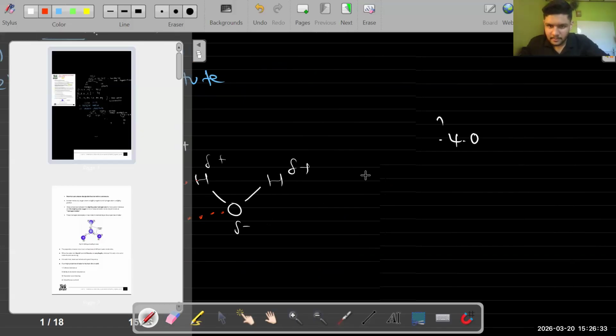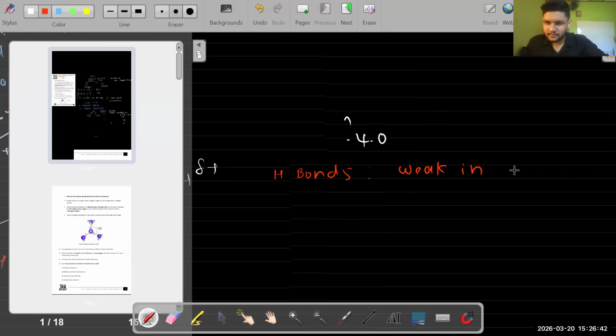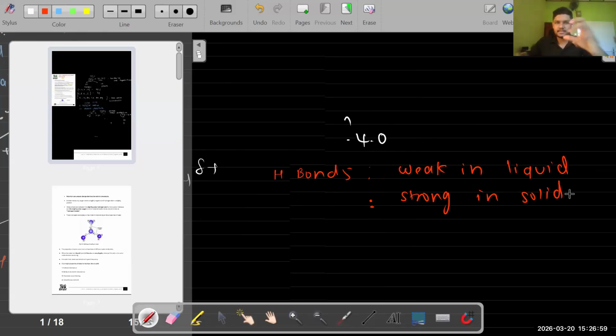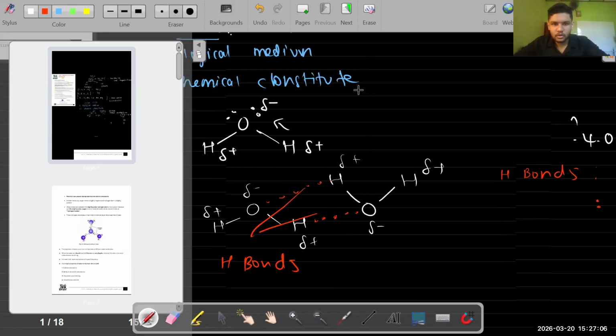And they are saying hydrogen bonds are weak in liquid form, which means water in the liquid state. In liquid water, the hydrogen bonds are very weak, whereas they are very strong in solid form, which means ice cubes have stronger hydrogen bonds. Simple points, right? Let's see the note.